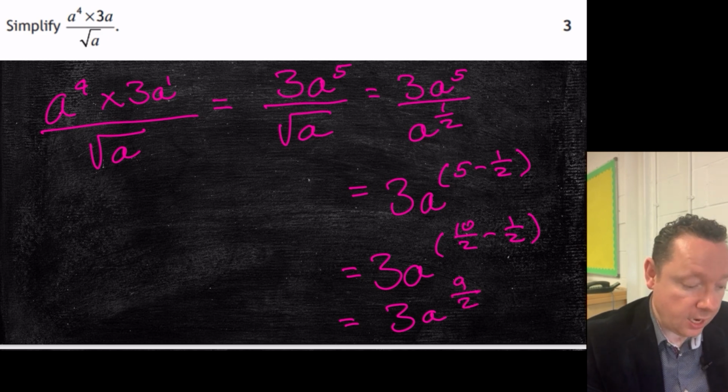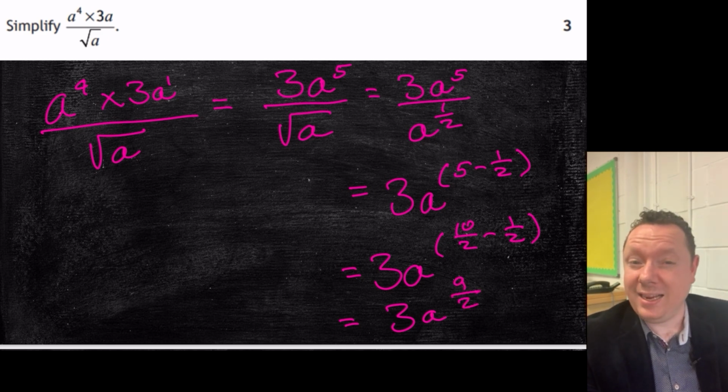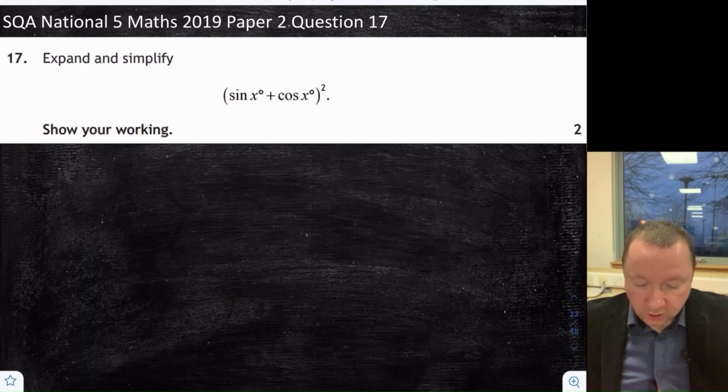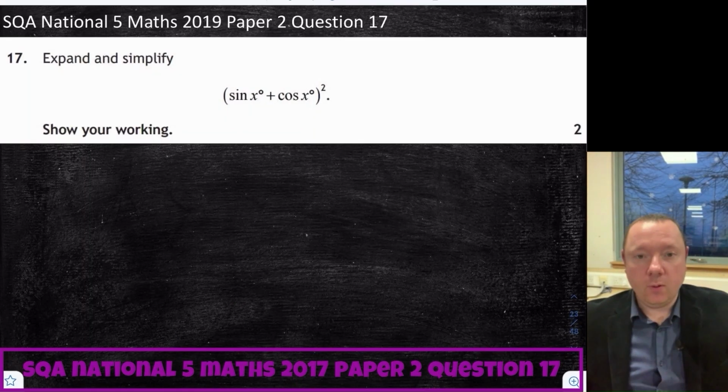Now you could leave your answer like that because it says just simplify. It doesn't say put it back in a root. But if you were to put it back into a root, it would be 3 times the square root of a to the power of 9 would be your final answer. Great. National 5 Maths 2019, Paper 2, Question 17.